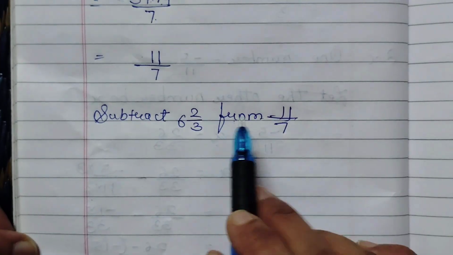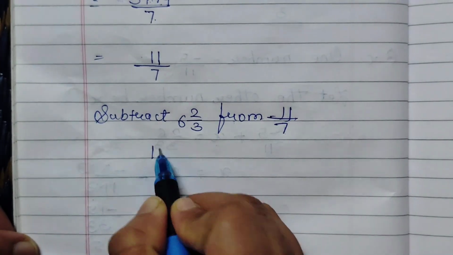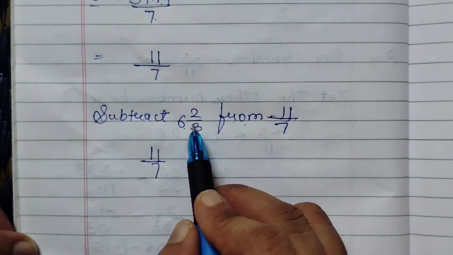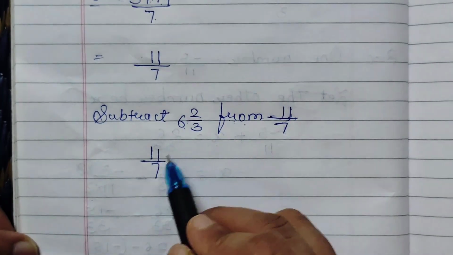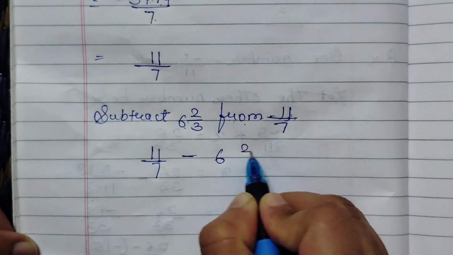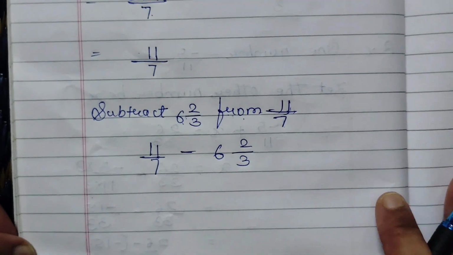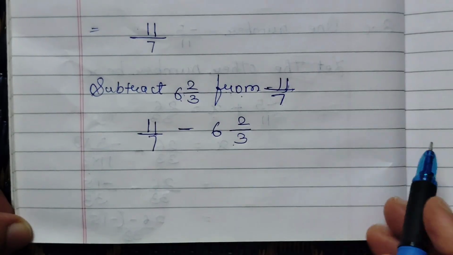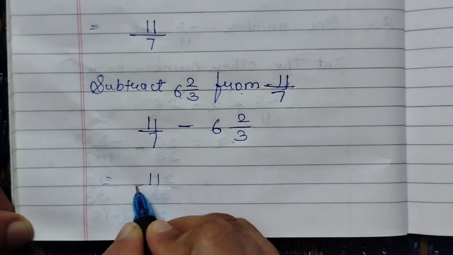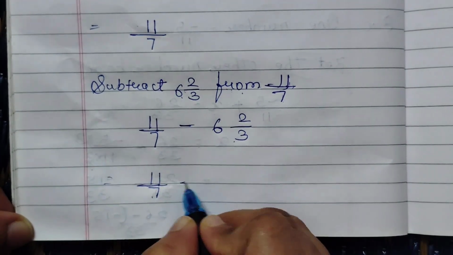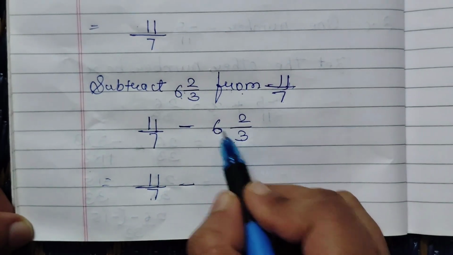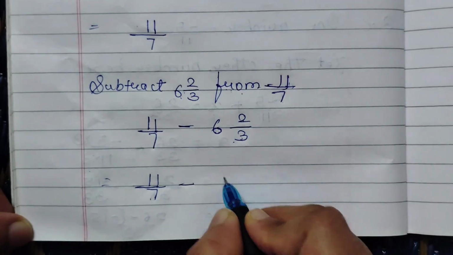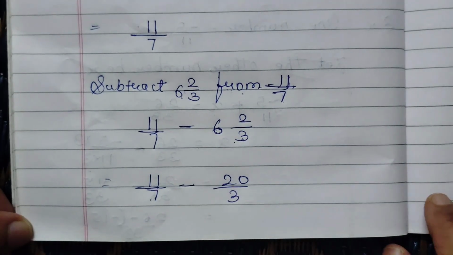So from when comes, this side number will come here, 11 upon 7. Okay, subtract this from this. From is there, so we don't do like this minus this. No, this will come here, then subtraction, then 6 2 upon 3. Now first we have to convert this mixed fraction into a proper fraction. So 11 upon 7 as it is I wrote, minus 6 into 3, we multiply this and then add this. 6 3s are 18, 18 plus 2, 20, 20 upon 3 I got.